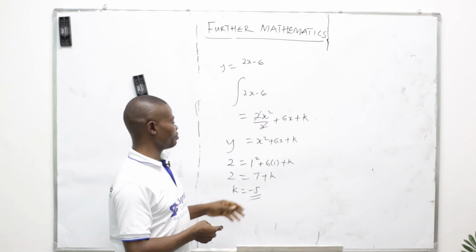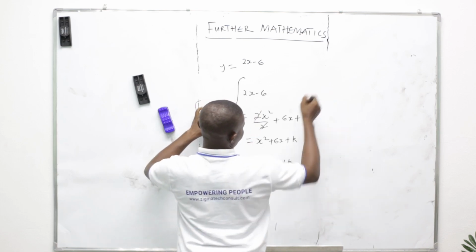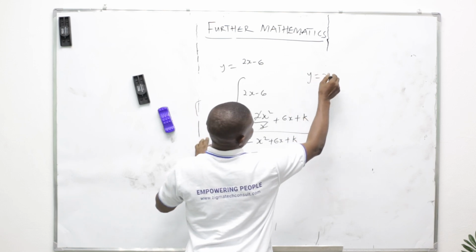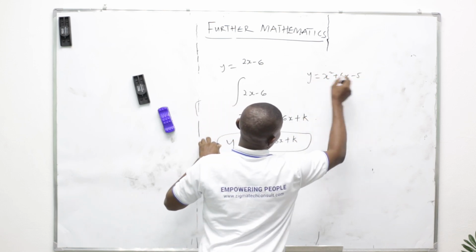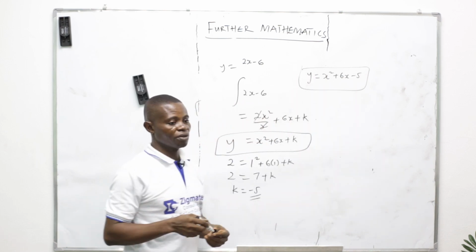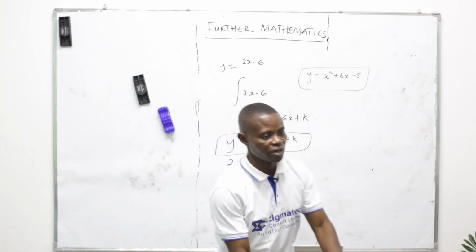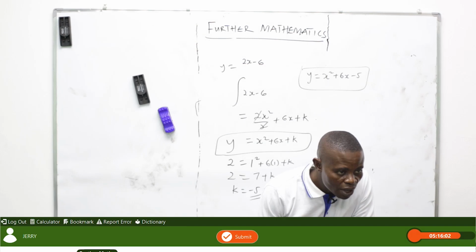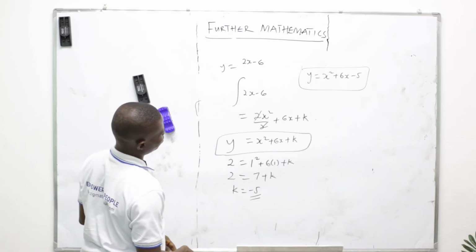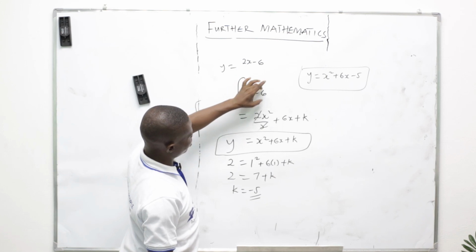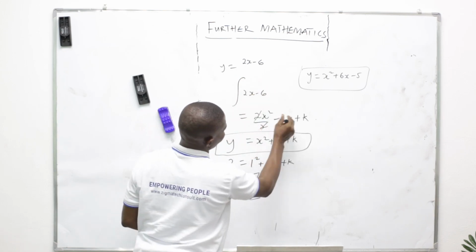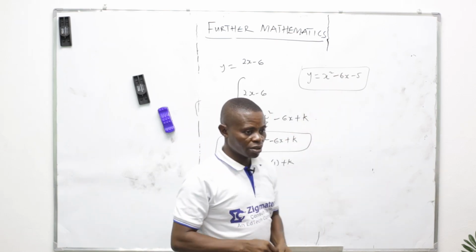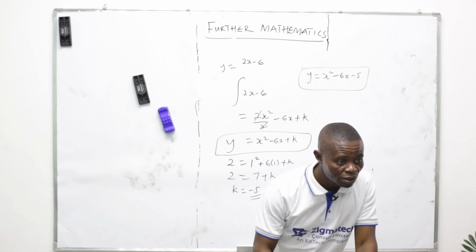Now, if k is known, we have to go back to fix this. Recall that y equals this gentleman here. It now means that y equals x squared minus 6x plus k. This is the function. The function is what? X squared minus 6x plus k. Option A.